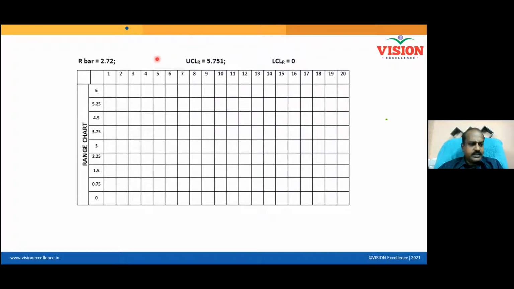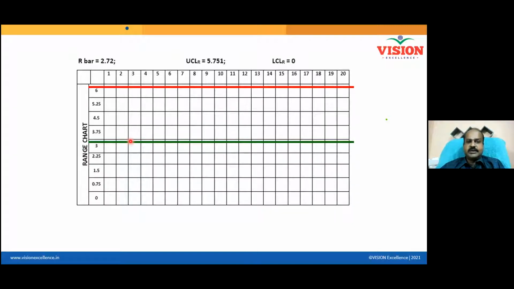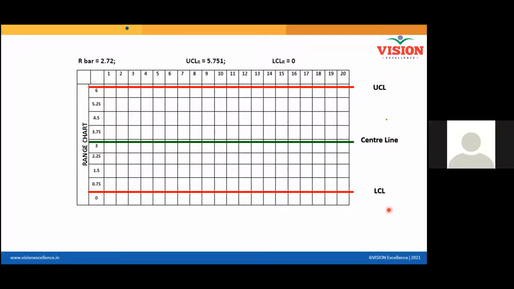So I draw the center line. The center line is R bar, 2.72. See here, 2.72, I draw the center line. I've drawn the upper control limit, 5.75. I've drawn the lower control limit, 0. So the center line, upper control limit, and lower control limit are drawn. All of you are with me? How I have drawn the center line, upper control limit and lower control limit. Is that clear? Yes, sir.